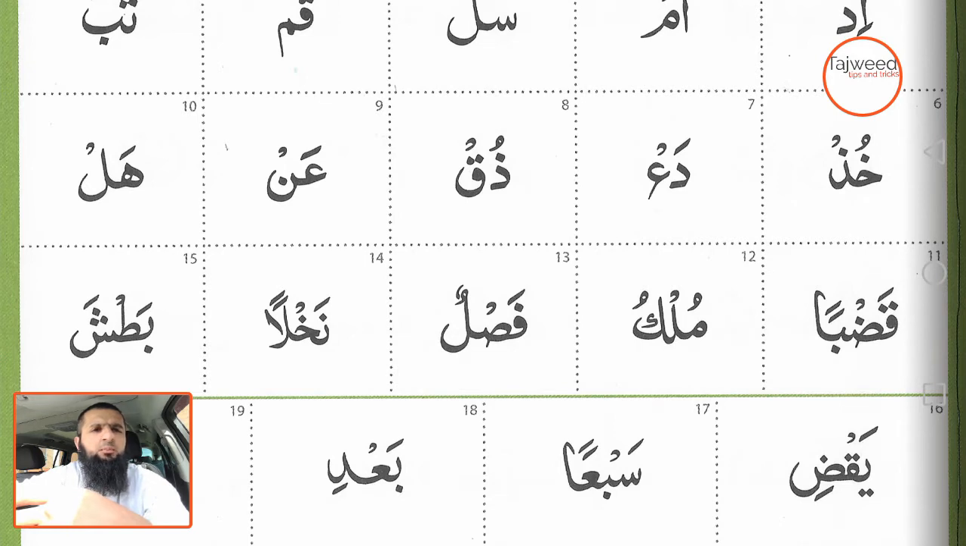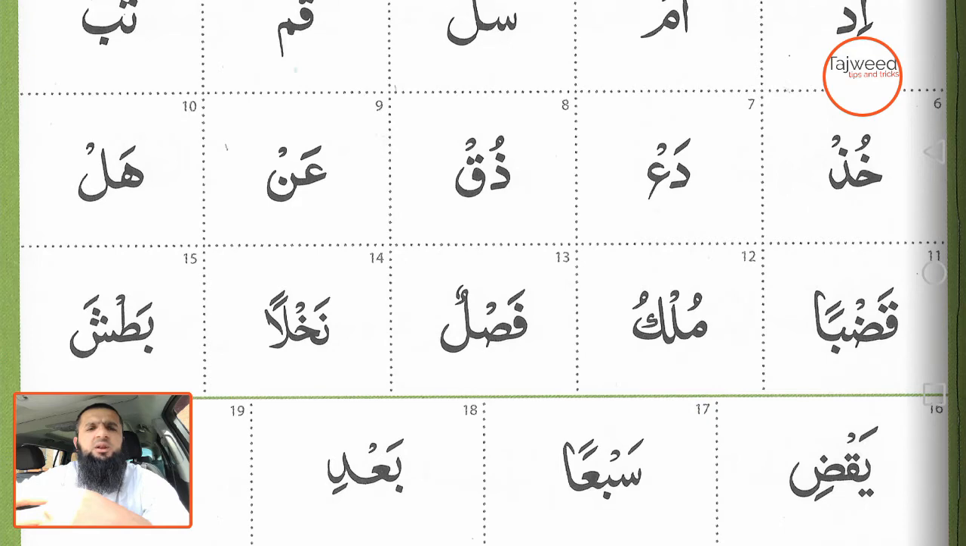Box 12, Meme joins a Lam with a Dhamma, Mul. Kaf with a Dhamma, Ku, Mulku. They're getting a bit more detailed, these examples now. Box 13, Fa joins a Sad with a Fatha, Fas. Lam, Dhammatain, Lun, Faslun. 14, Noon joins a Kha with a Fatha, Nakh.